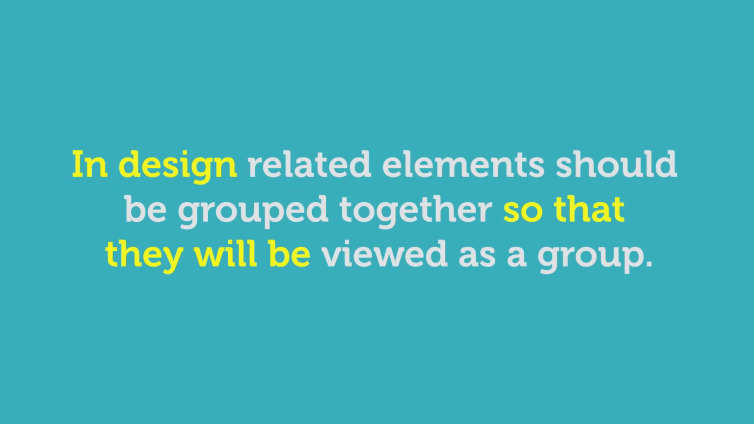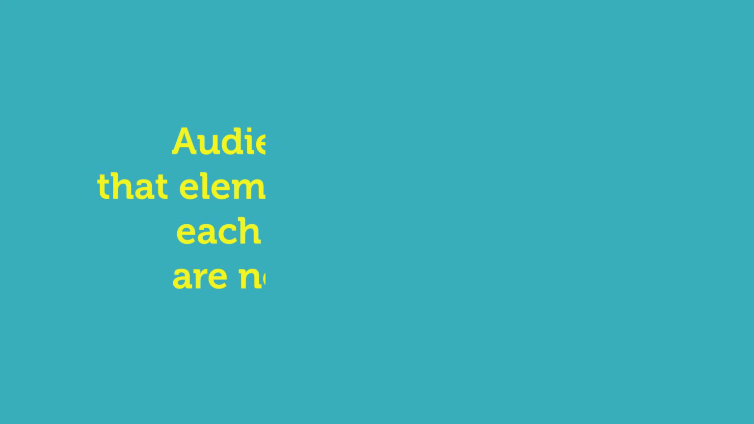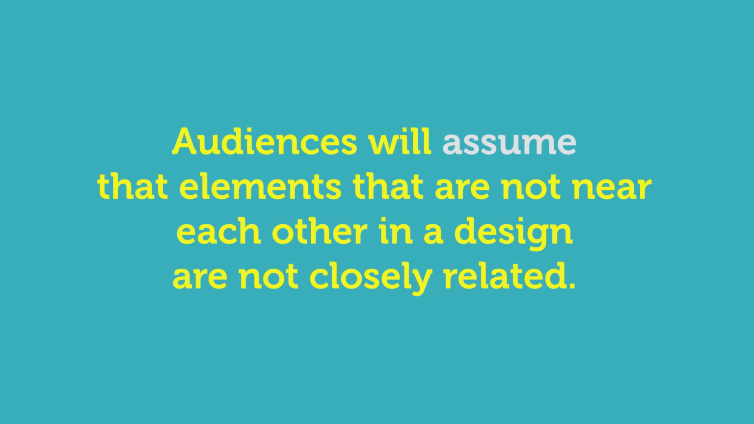In design, these two forces can be applied in various degrees to help achieve a particular effect or outcome to communicate a message. Typically, in design, related elements should be grouped together so that they will be viewed as a group. Unrelated elements should have distance and should not be in close proximity to each other. Audiences will assume that elements that are not near each other in a design are not closely related. A good sense of proximity in design can help differentiate visual elements, to reduce visual clutter and make design more comprehensible. Proximity is influential to the design principle, balance, and hierarchy.